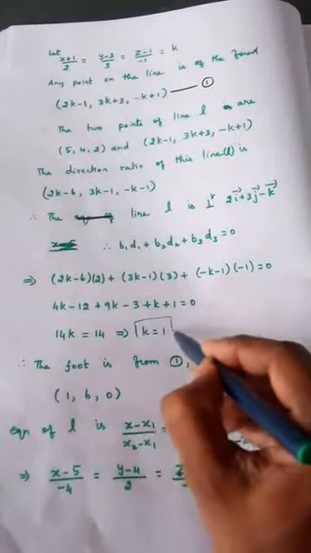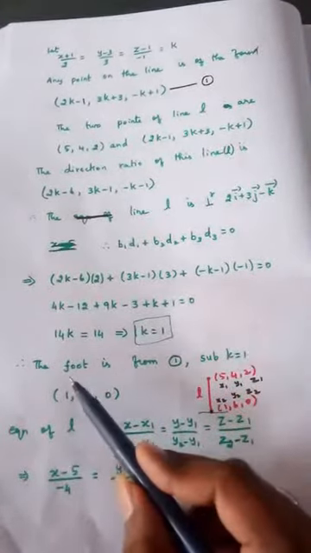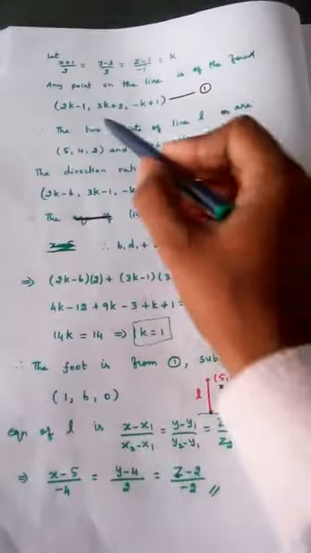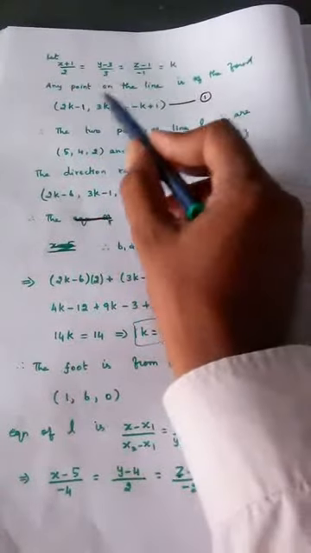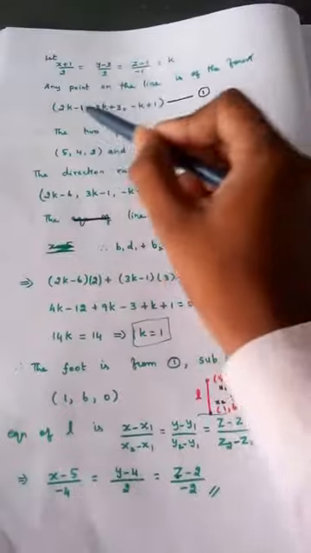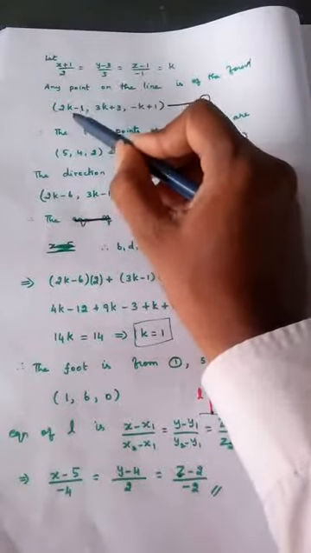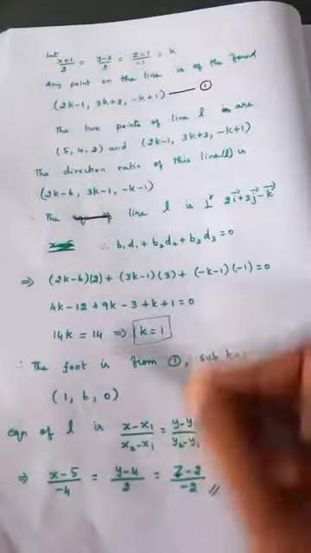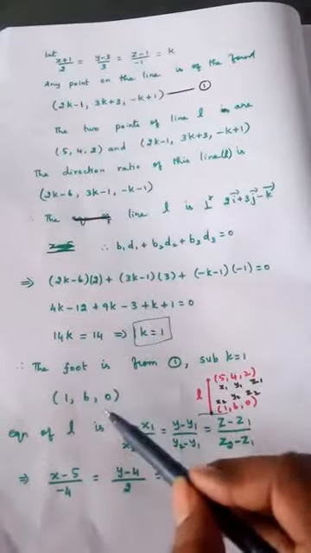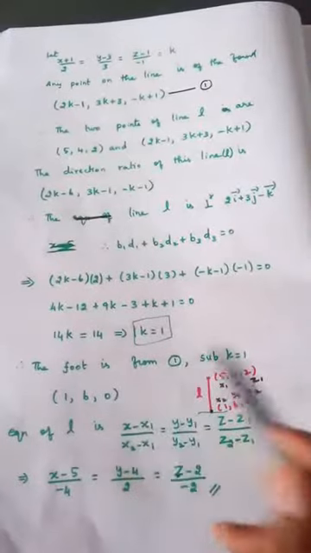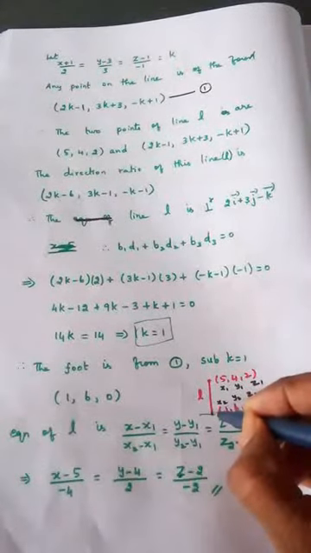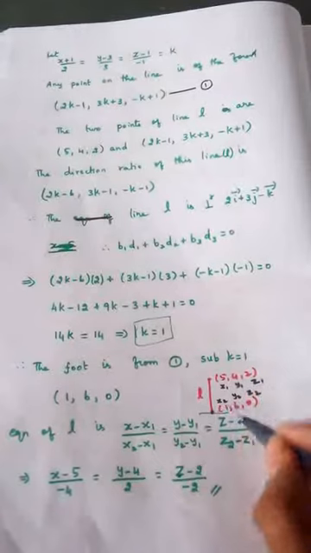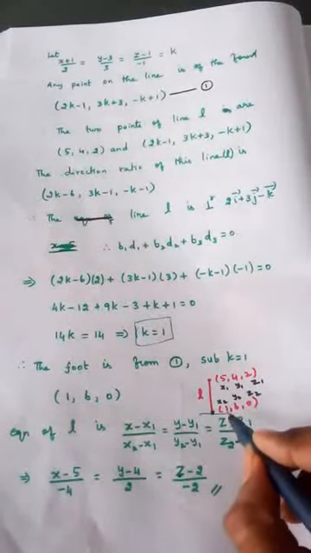Since we got the k value, we can easily find the foot. Now this is actually the foot of the line L. So the k value is 1. Substitute the value in the first equation. 2 into 1, 2 minus 1, 1. If I put 1 here, 3 plus 3, 6. Minus 1 plus 1 becomes 0. So (1, 6, 0) is nothing but the foot of this perpendicular. So this is the point that we found out as (1, 6, 0).